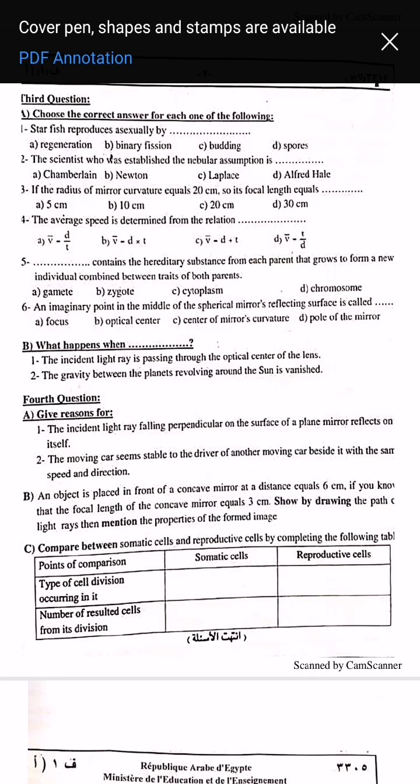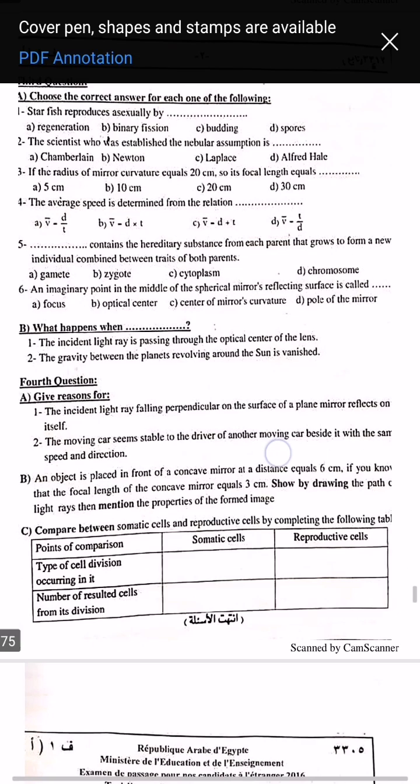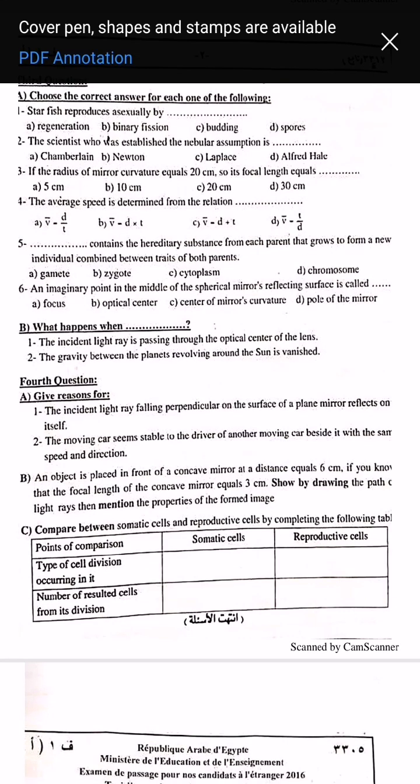Question 4, give a reason: the incident light ray falling perpendicular on the surface of a plane mirror reflects on itself. We know that when the incident light ray falls perpendicular on the mirror surface, the angle of incidence is 0, and it reflects by angle 0 also, because the angle of incidence equals the angle of reflection, equal to 0.